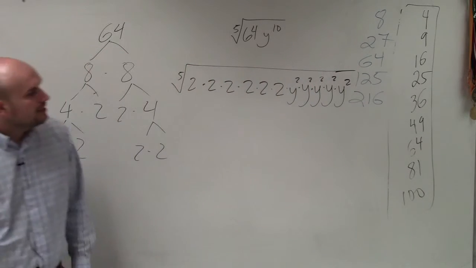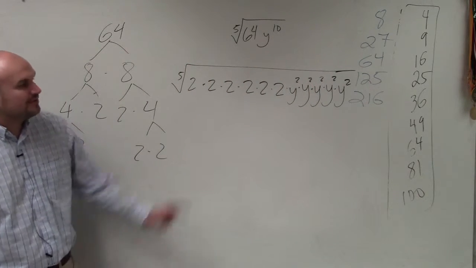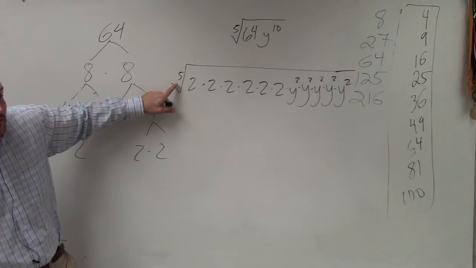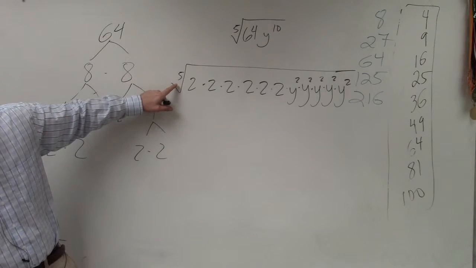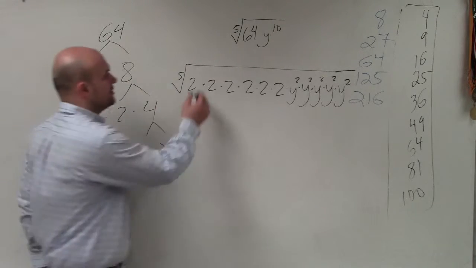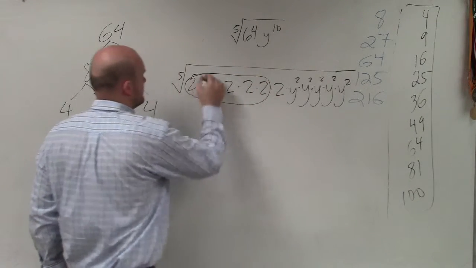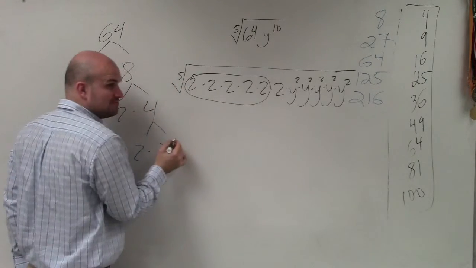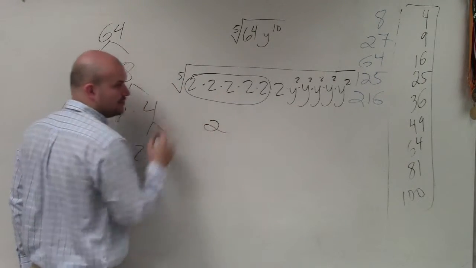So now what we do is, since I have written the prime factorization of this, since we're taking the fifth root, how many of the y's do I need to take the fifth root of them? 5. So I go ahead and group 5. Then, the fifth root of 5 2's multiplied by each other is just 2.